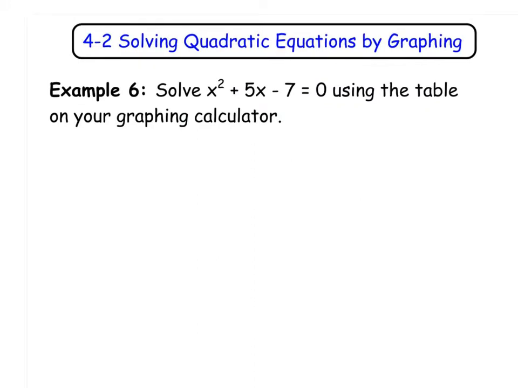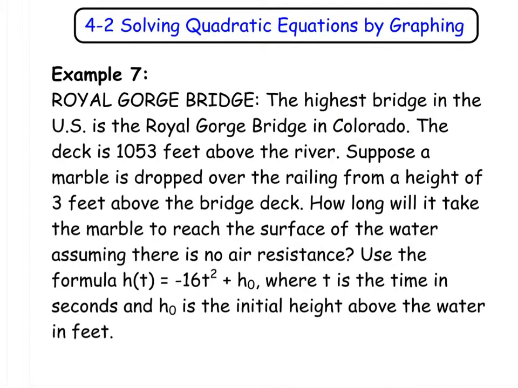This is one additional example that I'm not going to do, but if you want to, you can. The last example is a story problem. So we've got this bridge, and the deck is 1,053 feet above the river. Suppose a marble is dropped over the railing at a height of 3 feet above that bridge deck. How long will it take the marble to reach the surface of the water, assuming there's no air resistance?